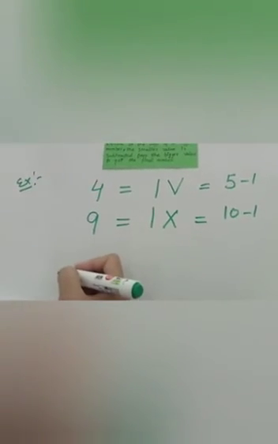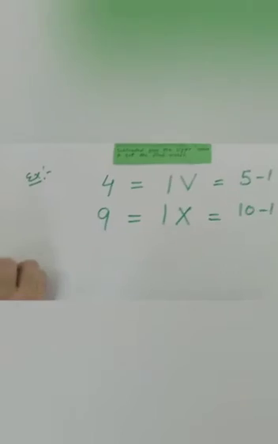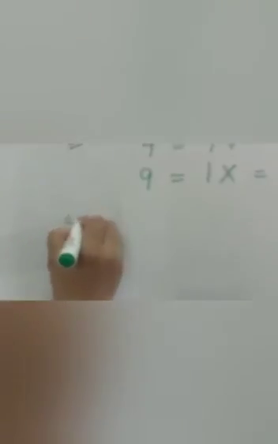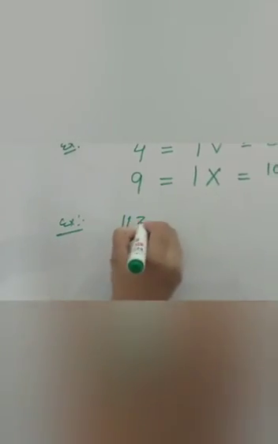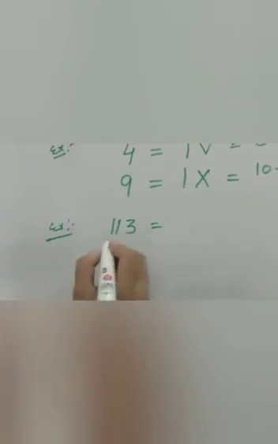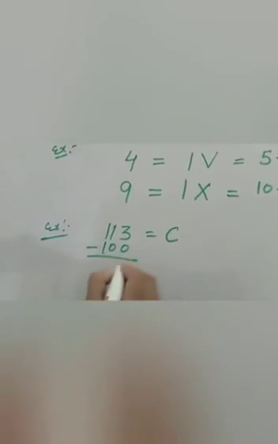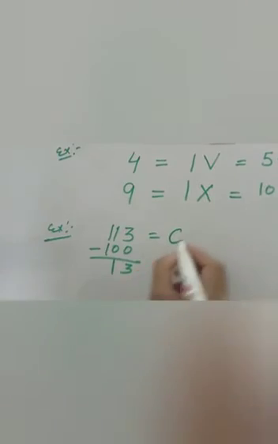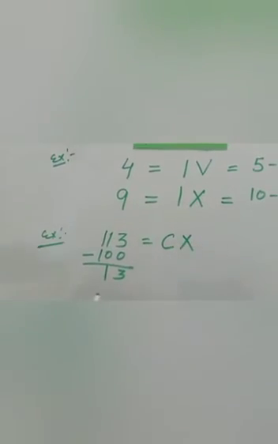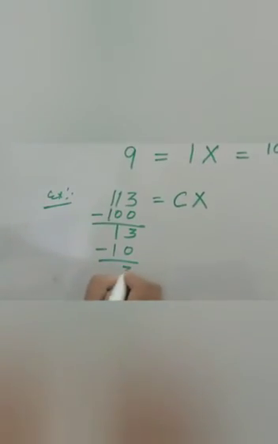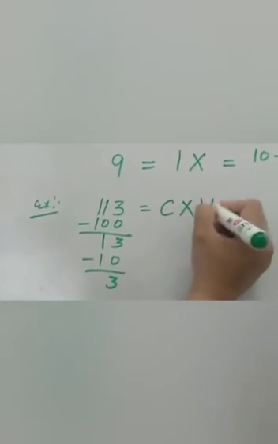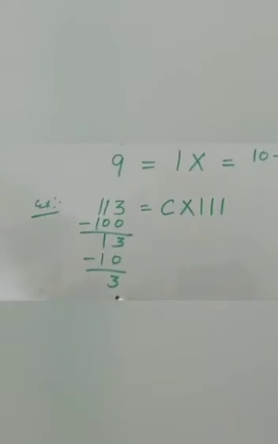So let's see some examples of bigger Roman numbers, like 113. 100 is represented by C, so we take C here. Now how much is left? 13. 10 is represented by X. Now how much is left? 3, which is I three times.